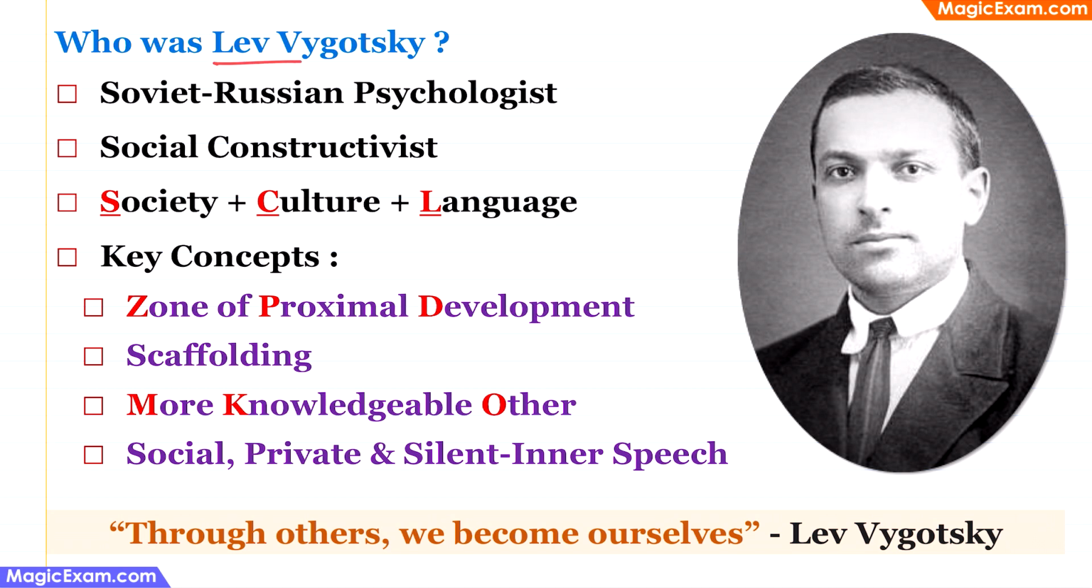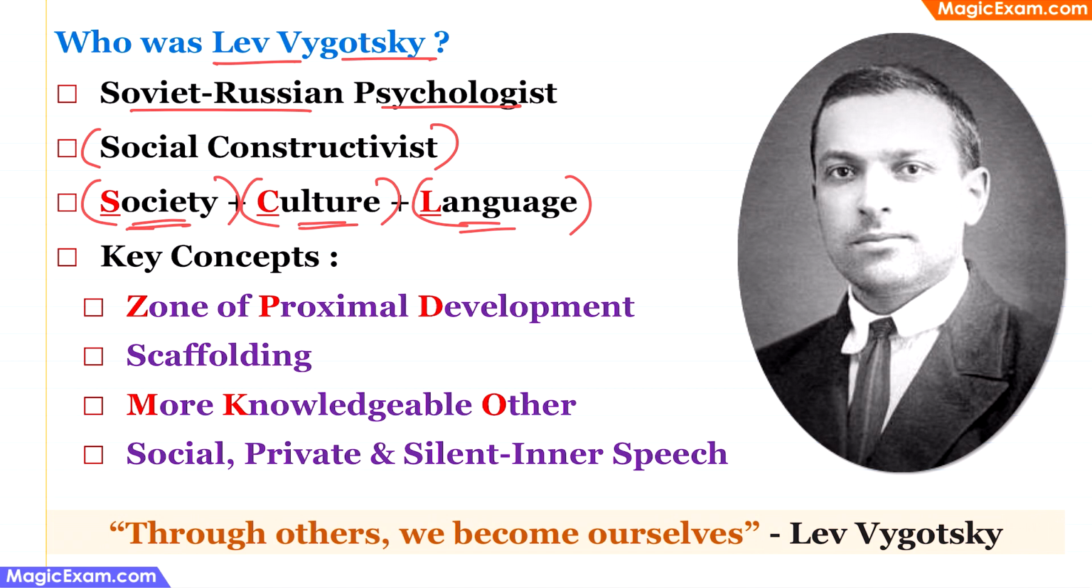So who was Lev Vygotsky? Well, Lev Vygotsky was a Soviet-Russian psychologist, and he was one of the most important proponents of the social constructivist school of learning. His concepts and theories are based on three main concepts, that is society, culture, and language. So you have to remember these three words: society, culture and language, or social, culture and language, because a lot of questions can be answered using these three words as clues.